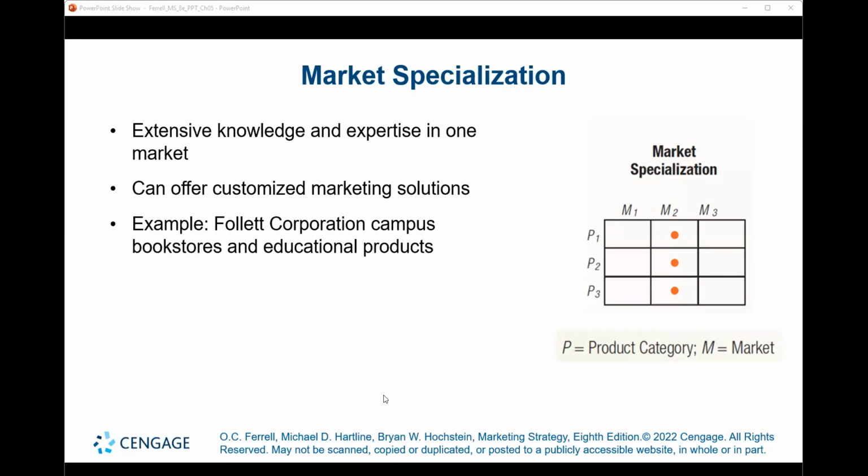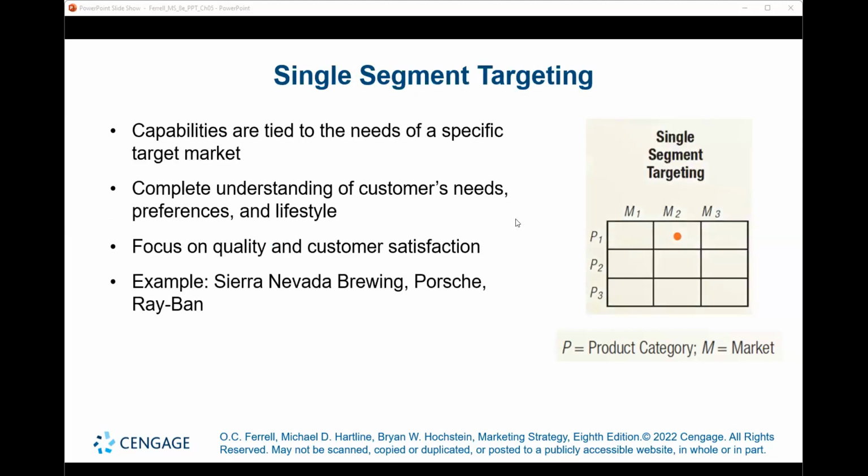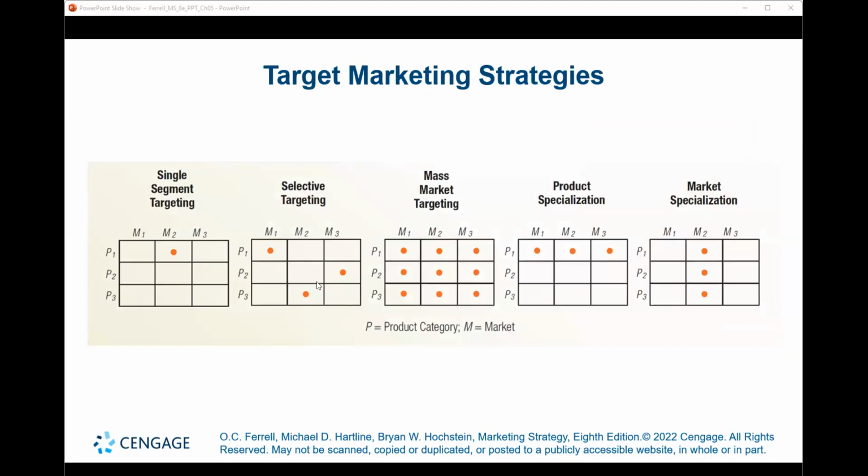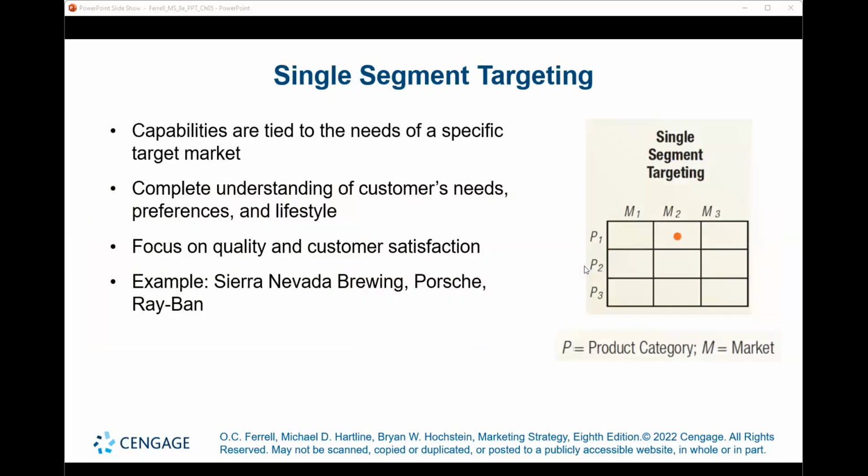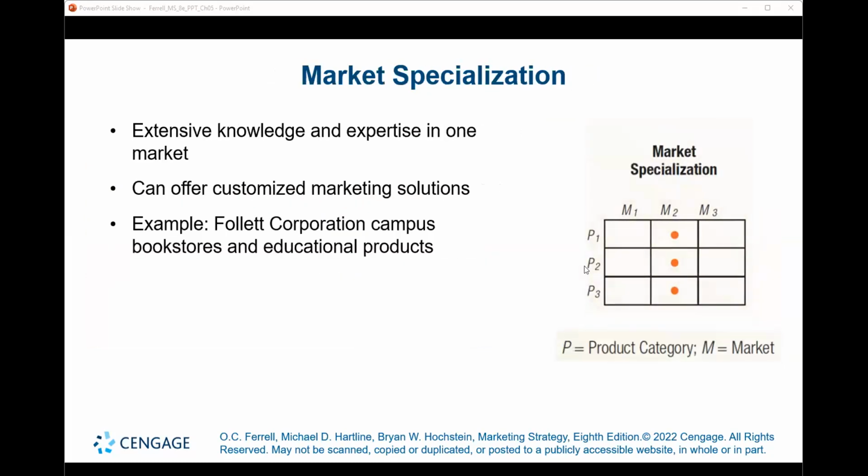And now, by the way, the big push is in ebooks, and you know, there's something to be said for a book that you can hold in your lap. So I'm always holding out for books. And so these are the ways that you can target: single, selective, mass, specializing by product, and specializing by market.